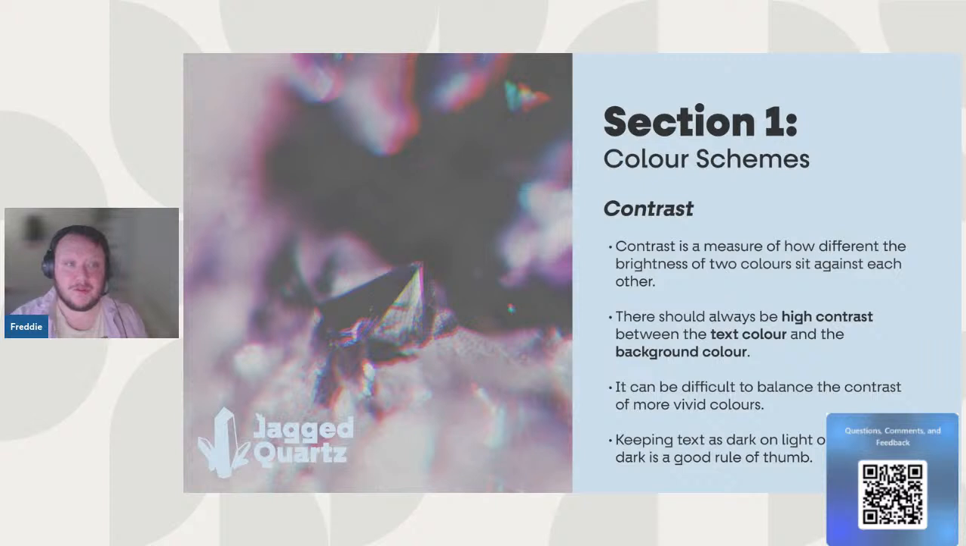That is to say, it should be sort of light on dark, dark on light. And one of the reasons that more vivid colors can be difficult to balance in a color scheme, like for this sort of use, is that vivid colors have a sort of 50% brightness, so they're not really in the dark or light category. And as a good rule of thumb, as mentioned, keep your text as dark on light or light on dark, so this is easy to read.